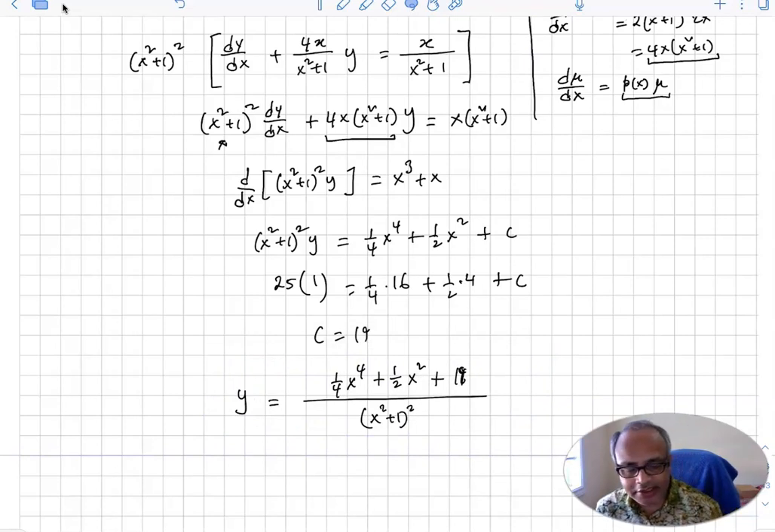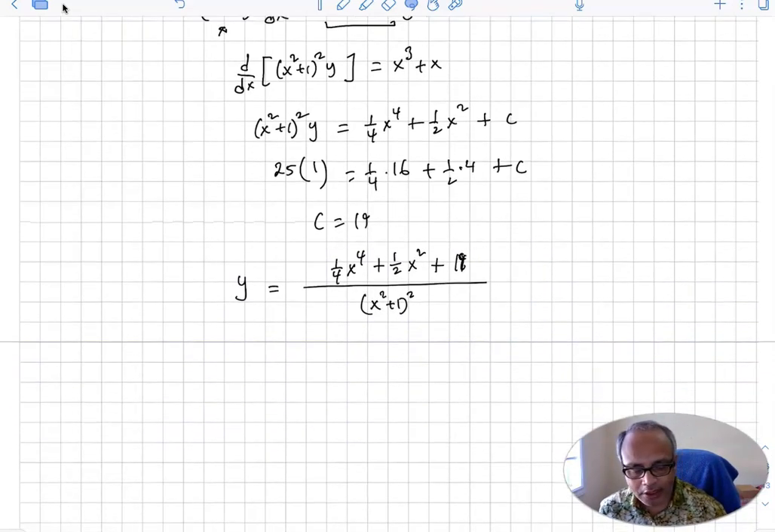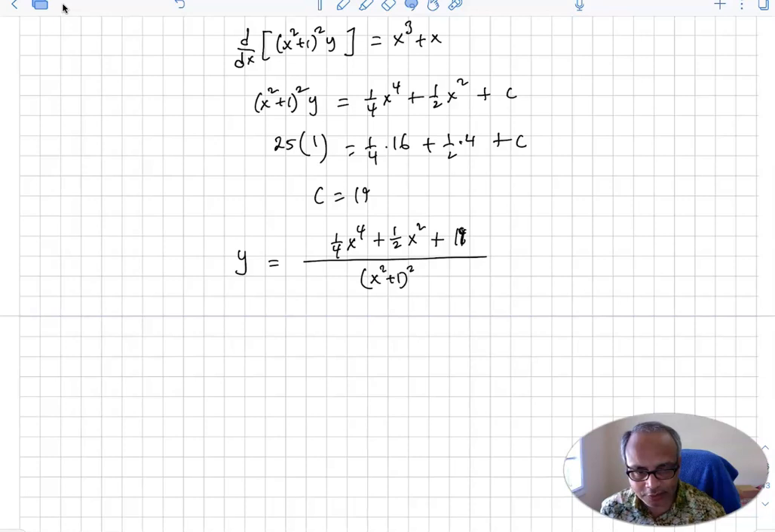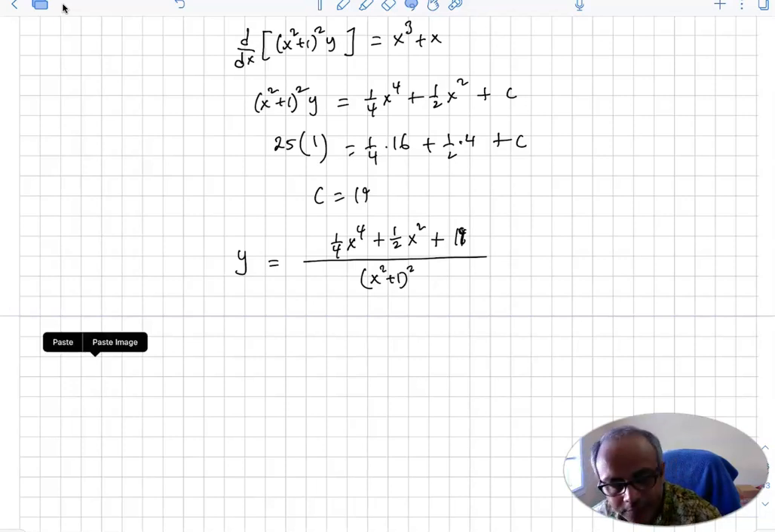So with this, after doing these two examples on linear equations, now I'm going to provide an example on the Bernoulli equation.